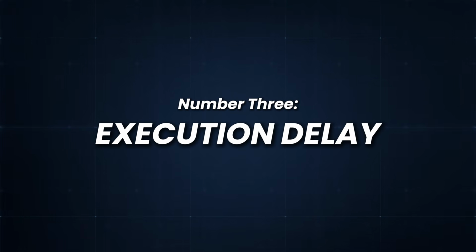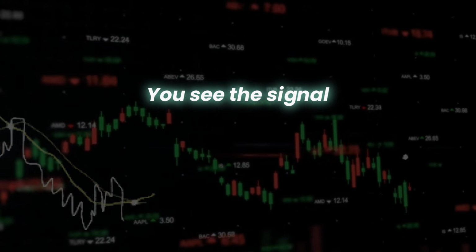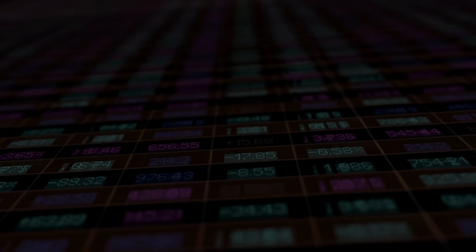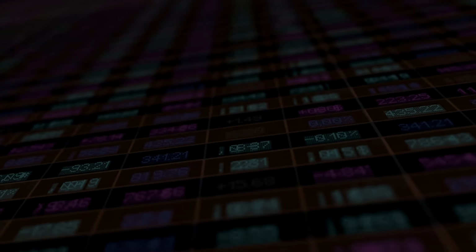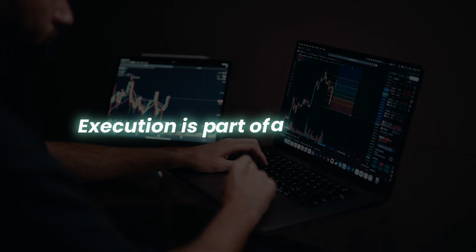3. Execution delay. Backtests can execute instantly. Humans don't. You see the signal, you decide, you click. The order reaches the market. That delay matters when price is moving quickly. If your edge depends on entering within a few pips, execution is part of the strategy.